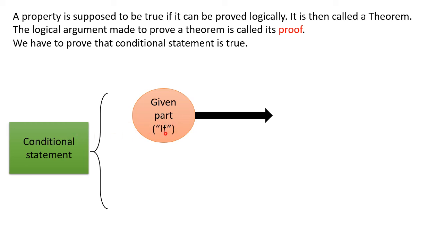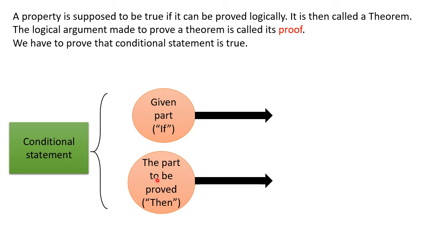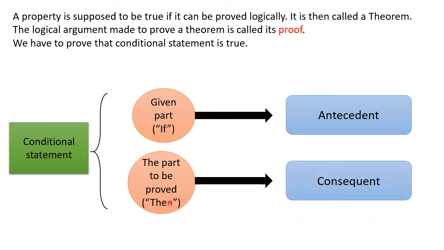The if part is called the given part. That data we already have. The then part is the part to be proved. The then part of the statement we always have to prove by giving logical statements or a proper proof. The given part, the if part, which we already know, is called the antecedent, and the part to be proved, the then part, is called the consequent.